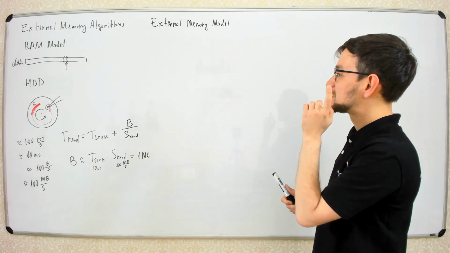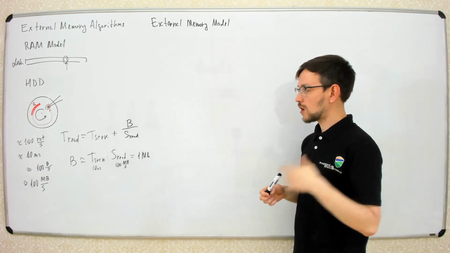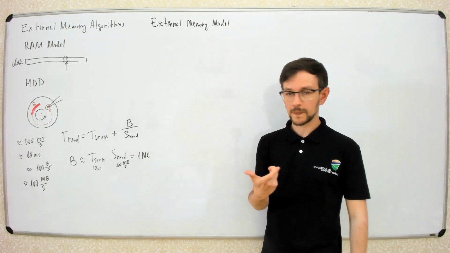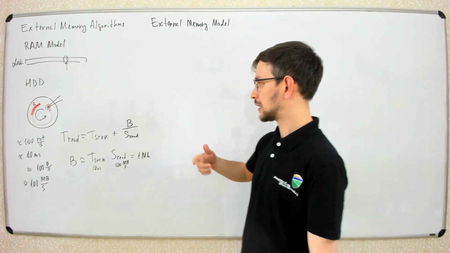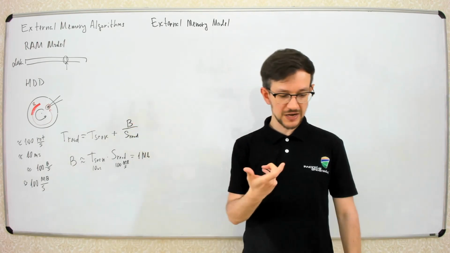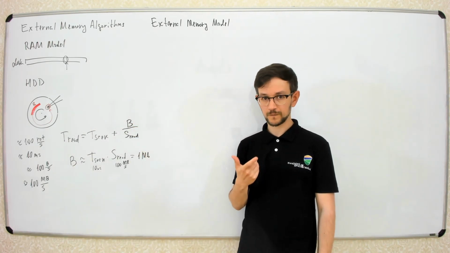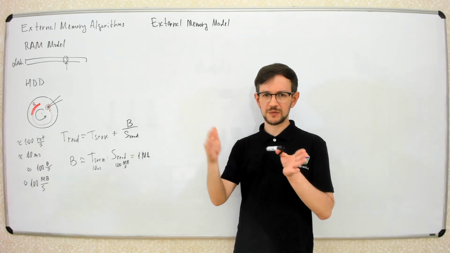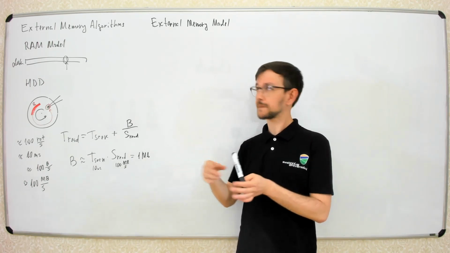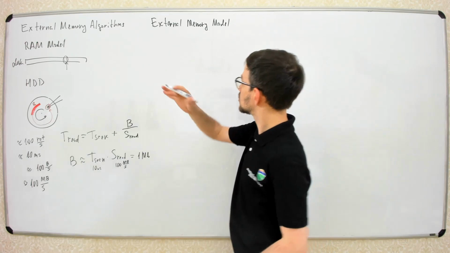Cool. So, how is the external memory model working? We will fix the size of the block. We will say that we only read data in blocks of size B. We will always read the data in blocks of size B. So the model looks like this.